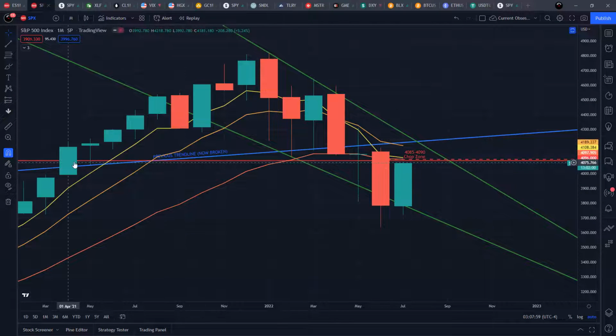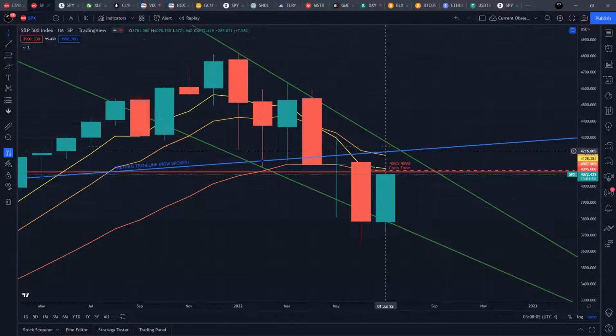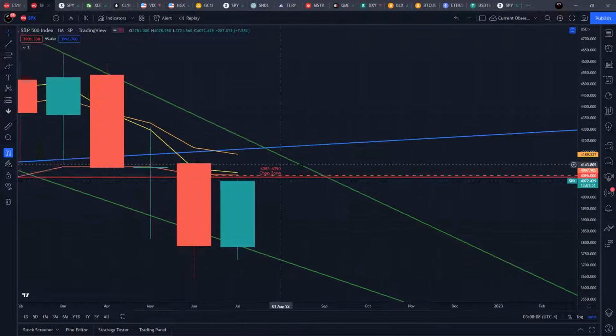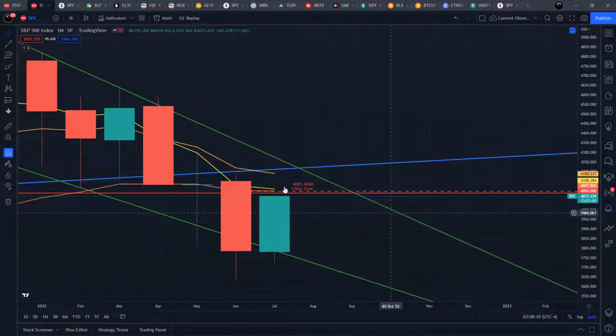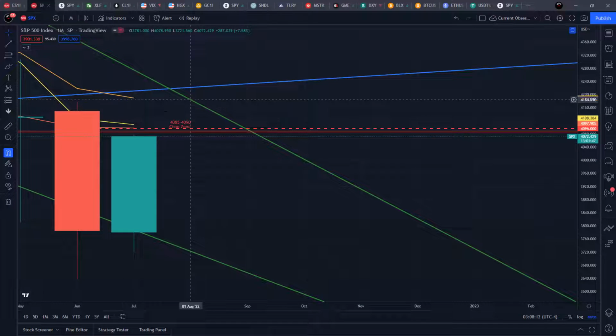Remember, we talked about that one on the weekly. It served me really well as support. Once it got under, I'm going to look at it as possible resistance now. And then the channel, right? So we have too many things converging here that I'm definitely going to be keeping watch on the 4090 to 4095 area on, again, SPX.